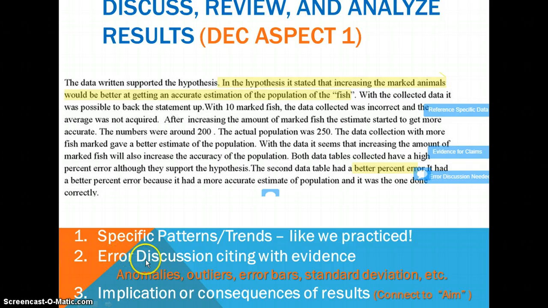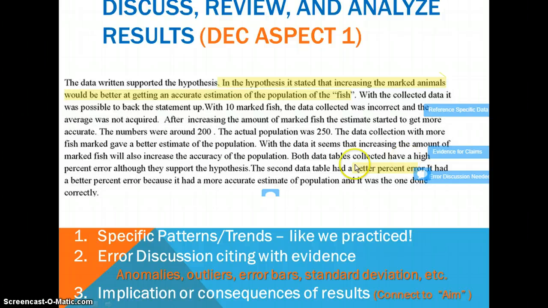We also want to note any error by citing specific evidence of anomalies, outliers, error bars, or standard deviation. Remember, we're humble scientists. We know our experiments aren't perfect. Lastly, we want to make this broad implication connection, thinking about what kind of consequences our results might have, connecting back to our original aim.